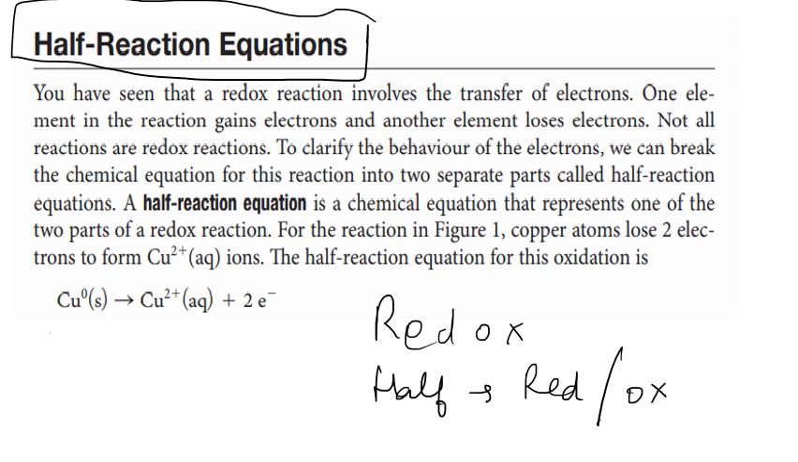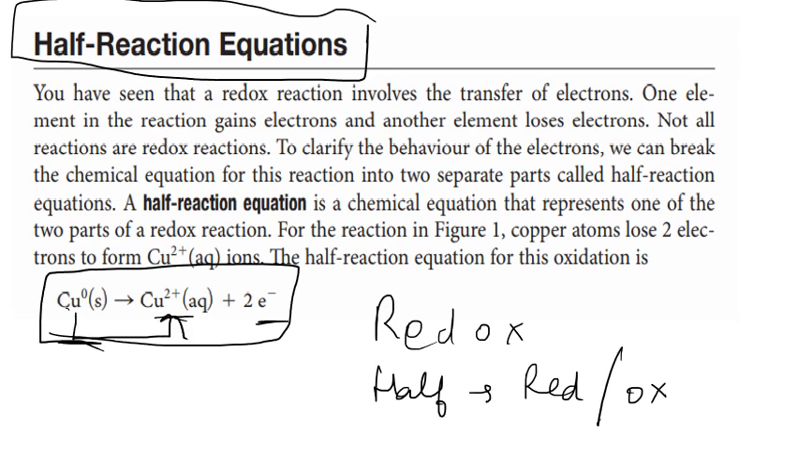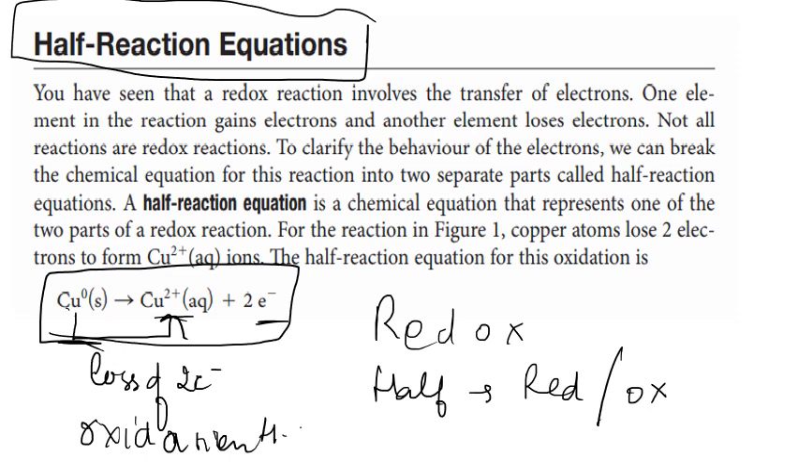So for example, if you pay attention to this reaction equation, copper solid turning to copper 2 plus and 2 electrons. So what is happening during this journey? It is losing 2 electrons. This is what is happening, loss of 2 electrons. So what is this? This is called oxidation half reaction. Okay, what do we call it as? Oxidation half reaction, or half reaction for oxidation, right?